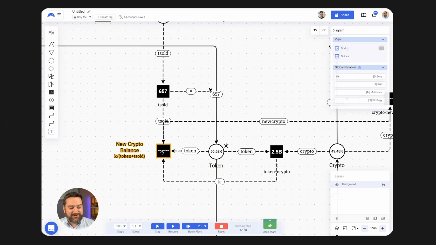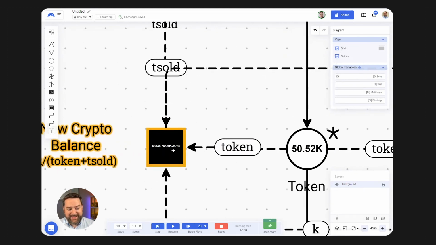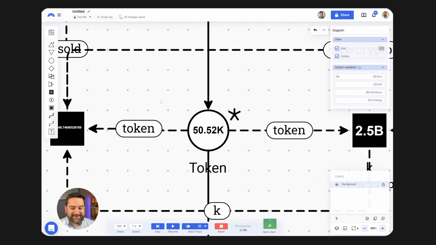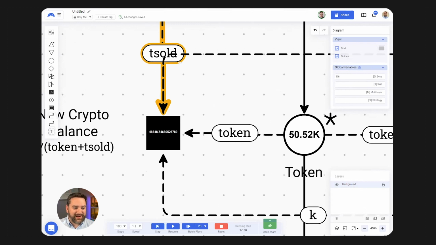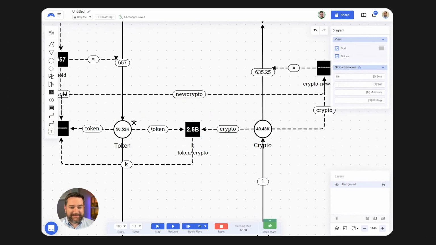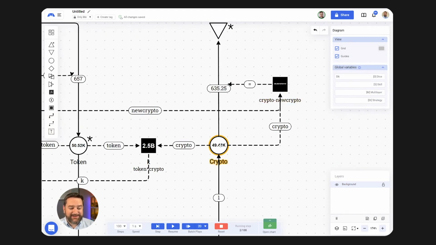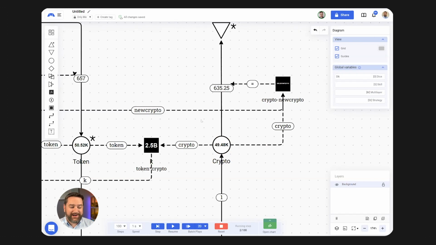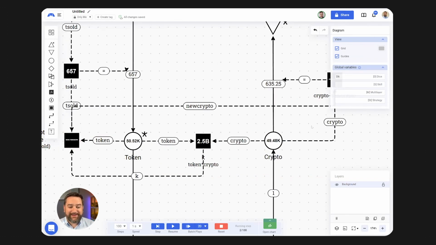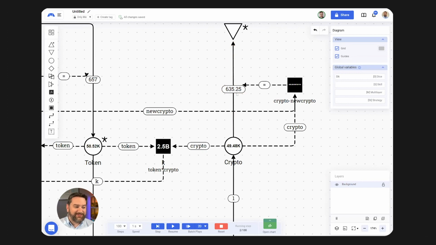In our new crypto balance, it means that our tokens plus tokens sold, and then we're dividing that K number of 2.5 billion by those two added up together. This gives us a new balance that we need to have in the crypto pool of 48,848. And over here, when we look at the difference between what's in our crypto pool right now and how many tokens it should be, that difference is 635. Therefore, in the next step, that's how many resources we're going to take out.